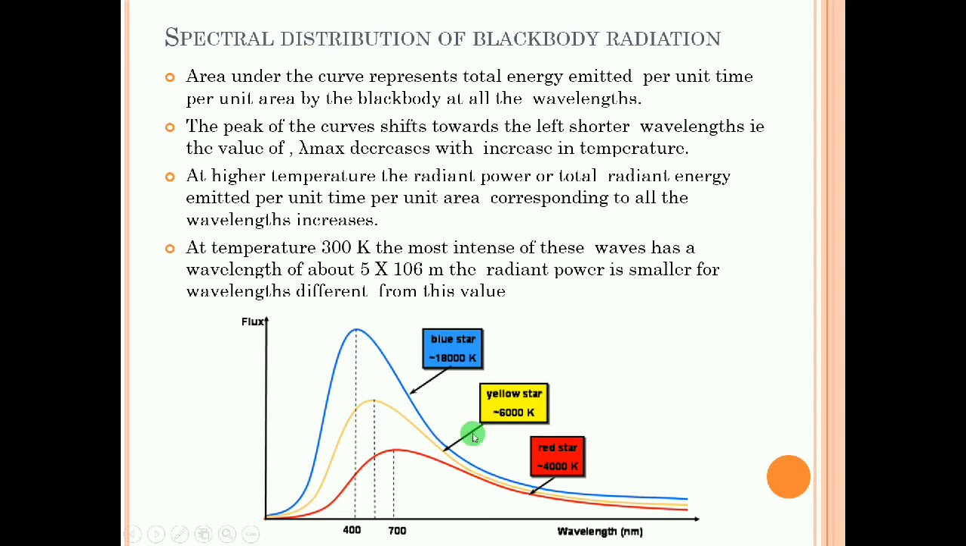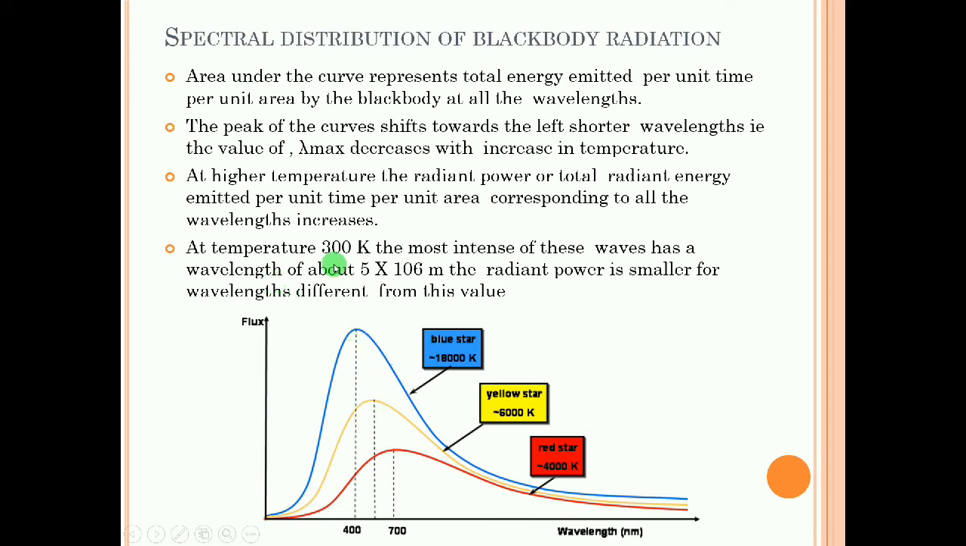So the area under the curve represents the total energy emitted per unit time per unit area by the black body at all the wavelengths. Now here, the peak of the curve shifts towards the left hand side, that is towards the shorter wavelength. That is, the value of lambda max decreases with increase in temperature. So as we increase the temperature, the lambda max value decreases here.